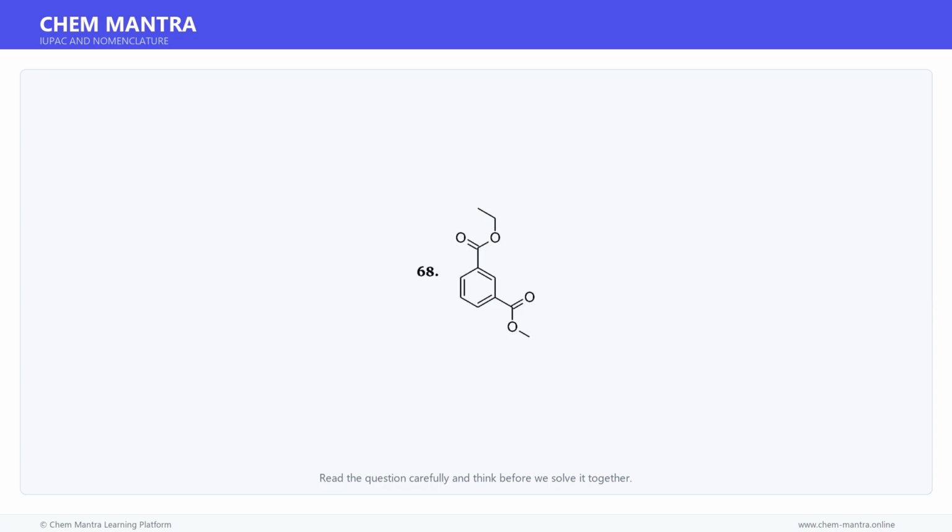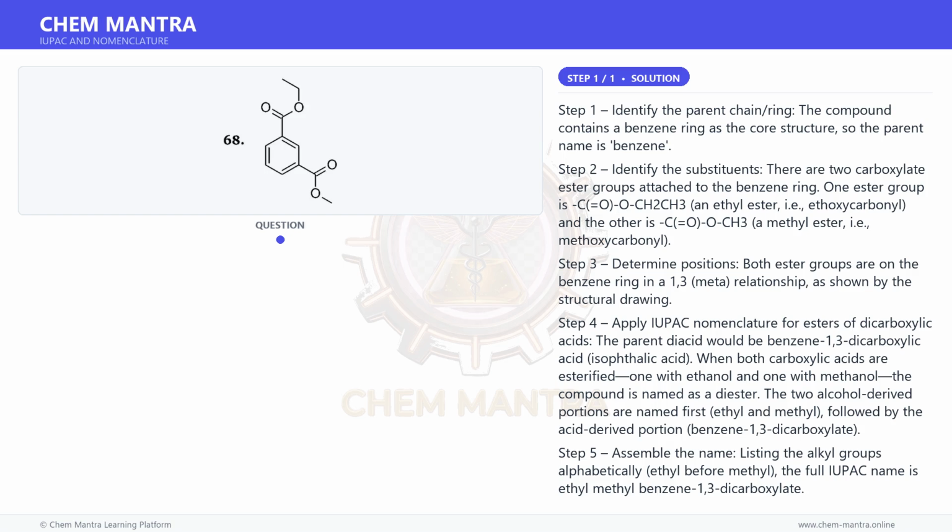Here is a question. Read it carefully and think about the answer. Let us solve it step by step. Let us begin solving this step by step. Step 1. Identify the parent chain ring. The compound contains a benzene ring as the core structure, so the parent name is benzene.